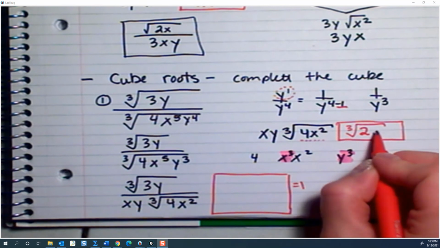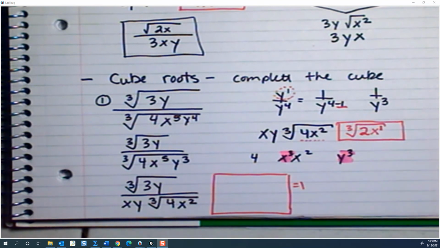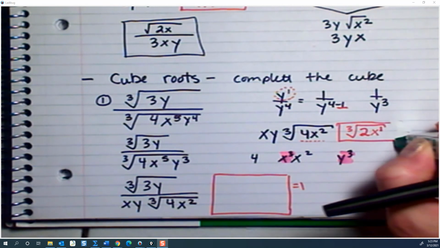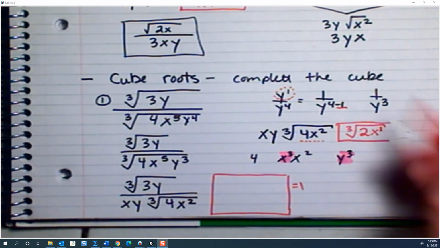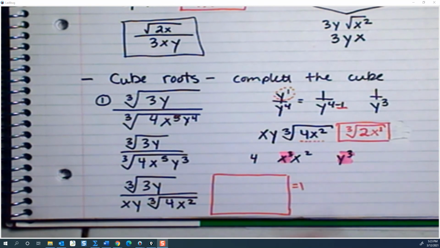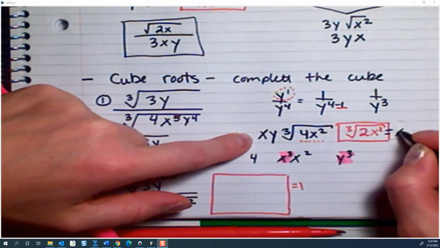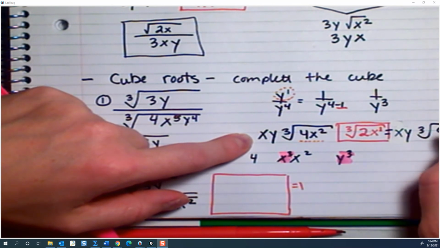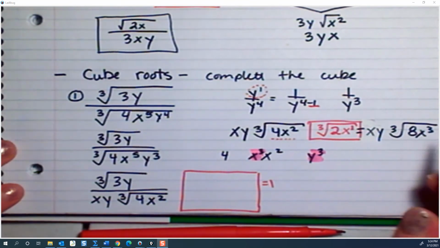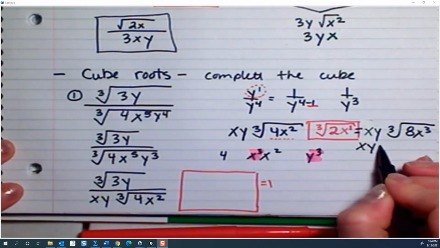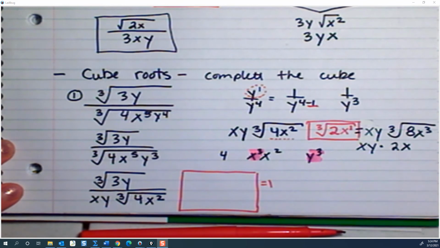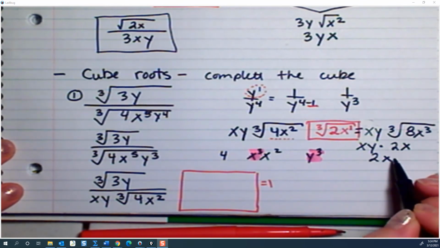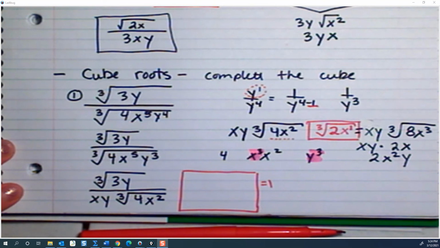And x squared, so I need to be x to the first. So when I multiply these two things together, okay, let's see what we're going to get. Okay, so we get x, y, cube root 8x cubed. Now 8x cubed is actually a perfect cube, so we're going to get 2x, which is actually 2x squared y.